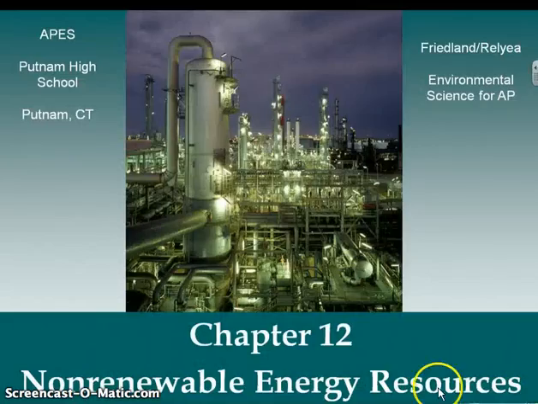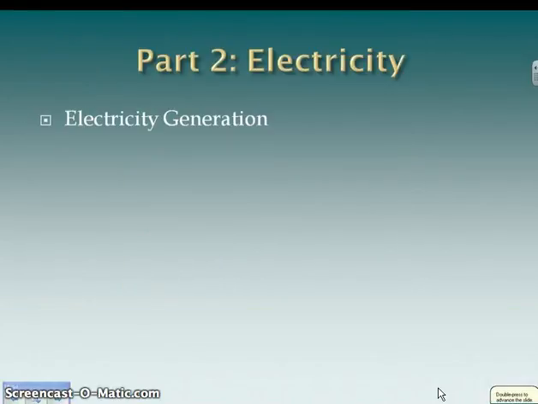We are now in part 2 of chapter 12, non-renewable energy resources. And today we're going to talk about electricity and how electricity is generated. Our objective for this unit, I forgot to put it down here at the bottom, is to be able to compare the energy efficiencies of the extraction and conversion of different fuels.